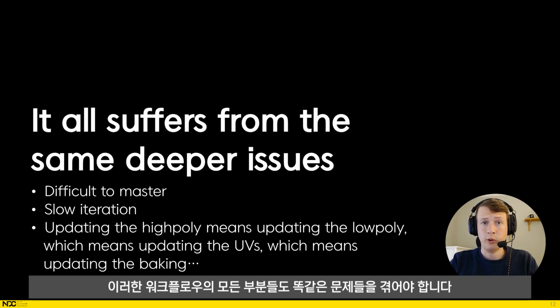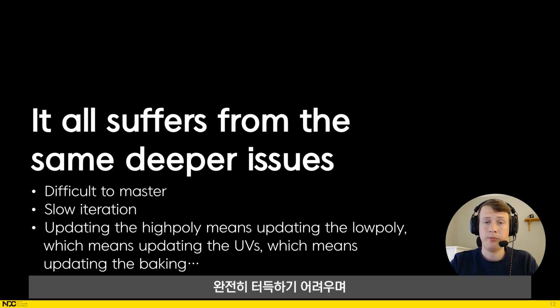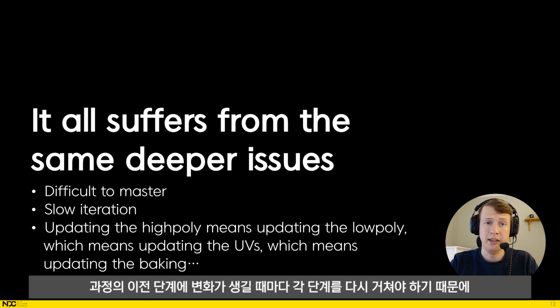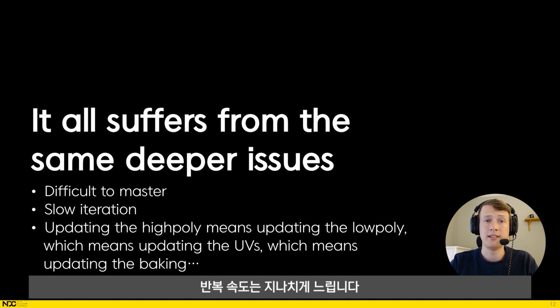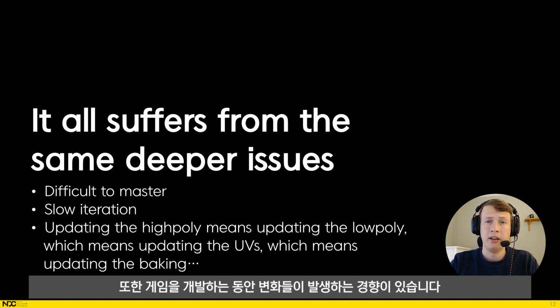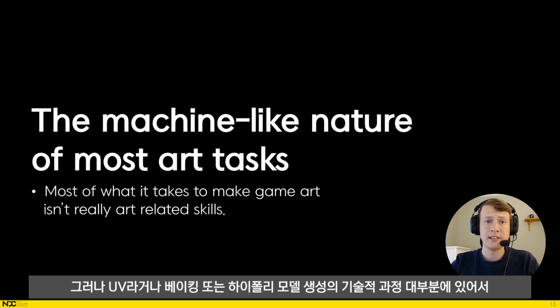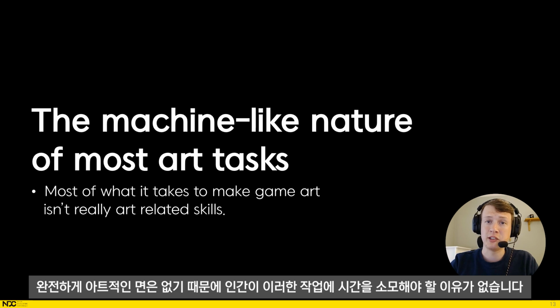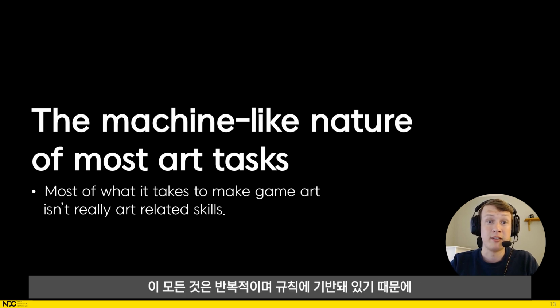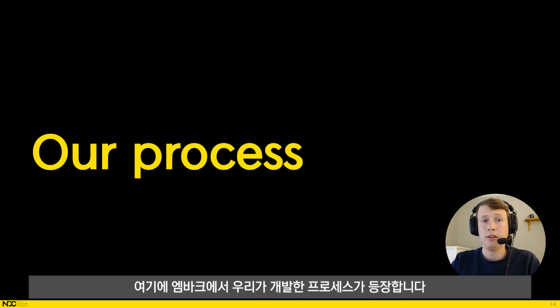All parts of these workflows suffer from the same deeper issues. They're difficult to master, and the iteration speed is painfully slow, since each step has to be gone over again whenever something changes in a previous step of the process. And things have a tendency to change during game development. But since there is nothing truly artistic about UVs or baking or most of the technical steps of creating a high poly model, there is no reason why humans should spend time on those tasks. Since they're all very rule-based and repetitive, they're perfect for automation. That brings us to the process that we've been developing at Embark.